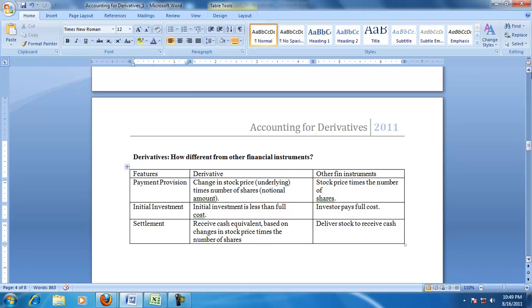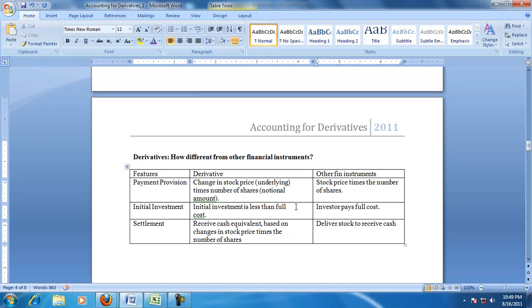If you see the example here, the derivative call option's payment provision is based on the changes in a stock price. Whereas for other financial instruments, if you want to buy the shares or stock, then the payment provision is based on the number of shares that you have purchased into the price.